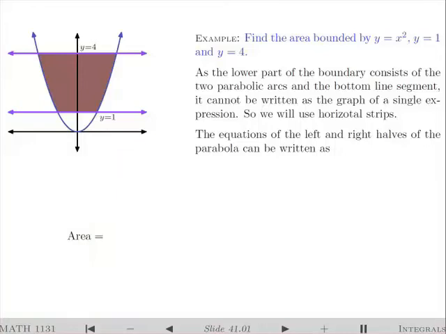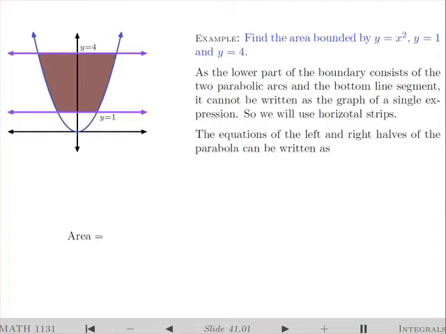Well, in this session, we conclude our discussion of finding areas by integration. Again, we will do an example using horizontal strips. It's the area bounded by the graph of the parabola y equals x squared and two horizontal lines, y equals 1 and y equals 4. If you draw the graph, the region looks like this.